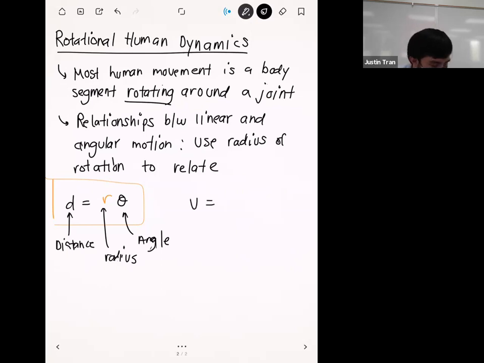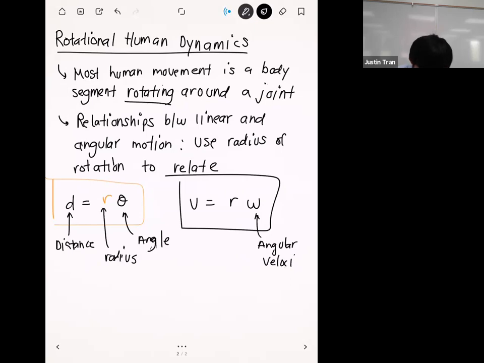We also have a relationship for the velocities. And so we say that linear velocity v is equal to r, the radius, times the angular velocity, omega. So this here is angular velocity, and this here is linear velocity. And then finally, we have a relationship for accelerations. So we have linear acceleration A is equal to R times alpha.